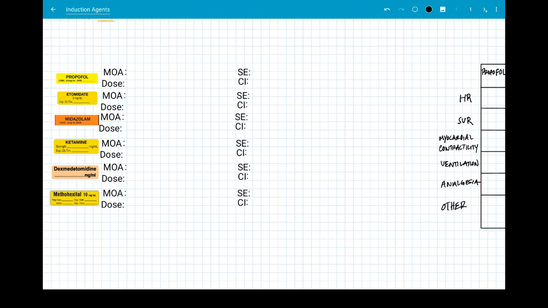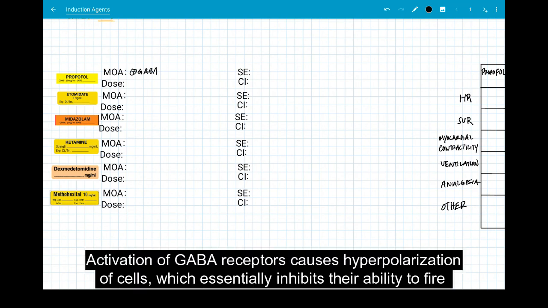Today we are going to talk about some basics of induction agents. So I have here a list of induction agents. We're going to talk about their mechanism of action, typical dosing, side effects, and contraindications. So let's start with propofol. Propofol's mechanism of action is that it helps essentially activate GABA receptors, and that's specific for your GABA A receptors, if you were wondering.